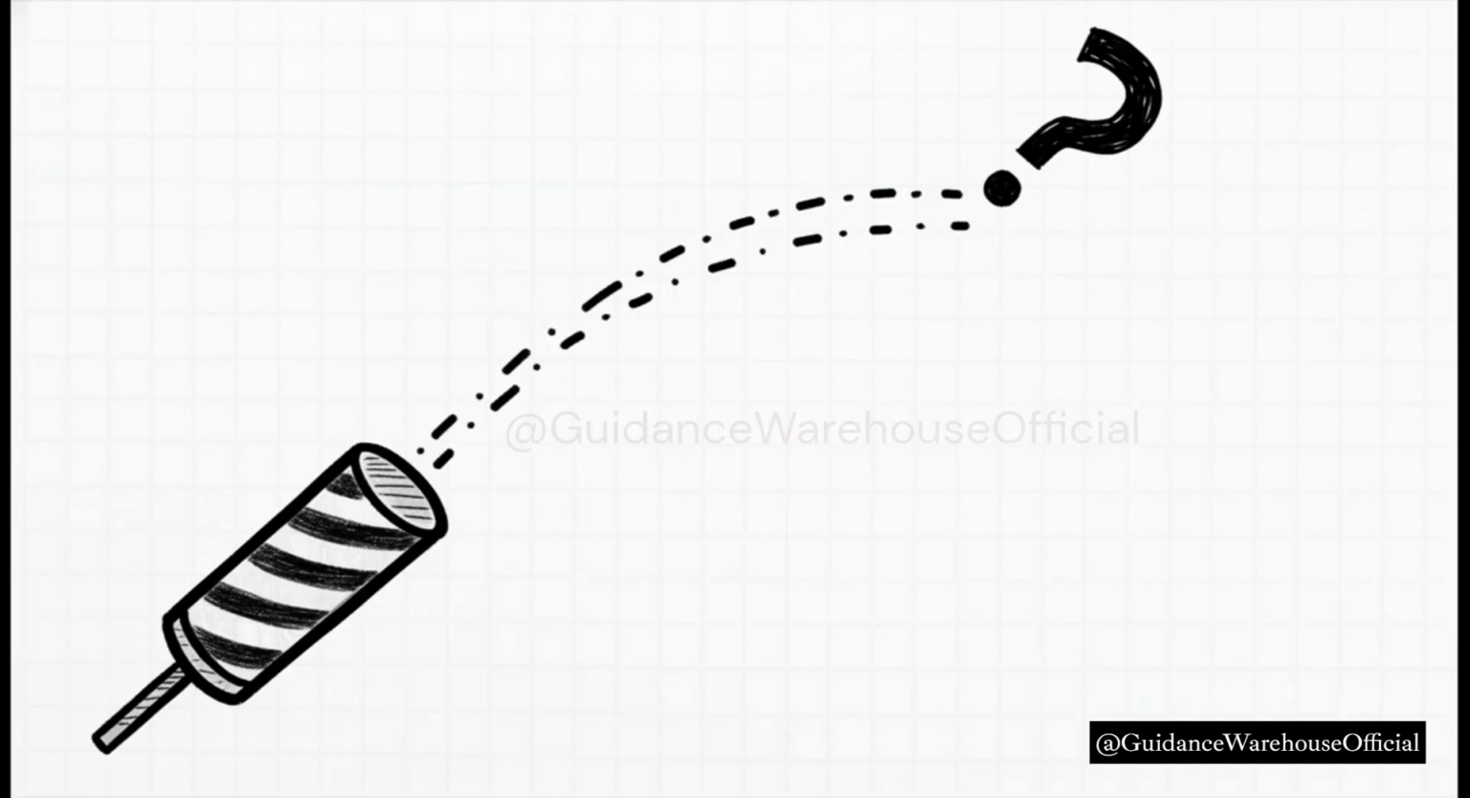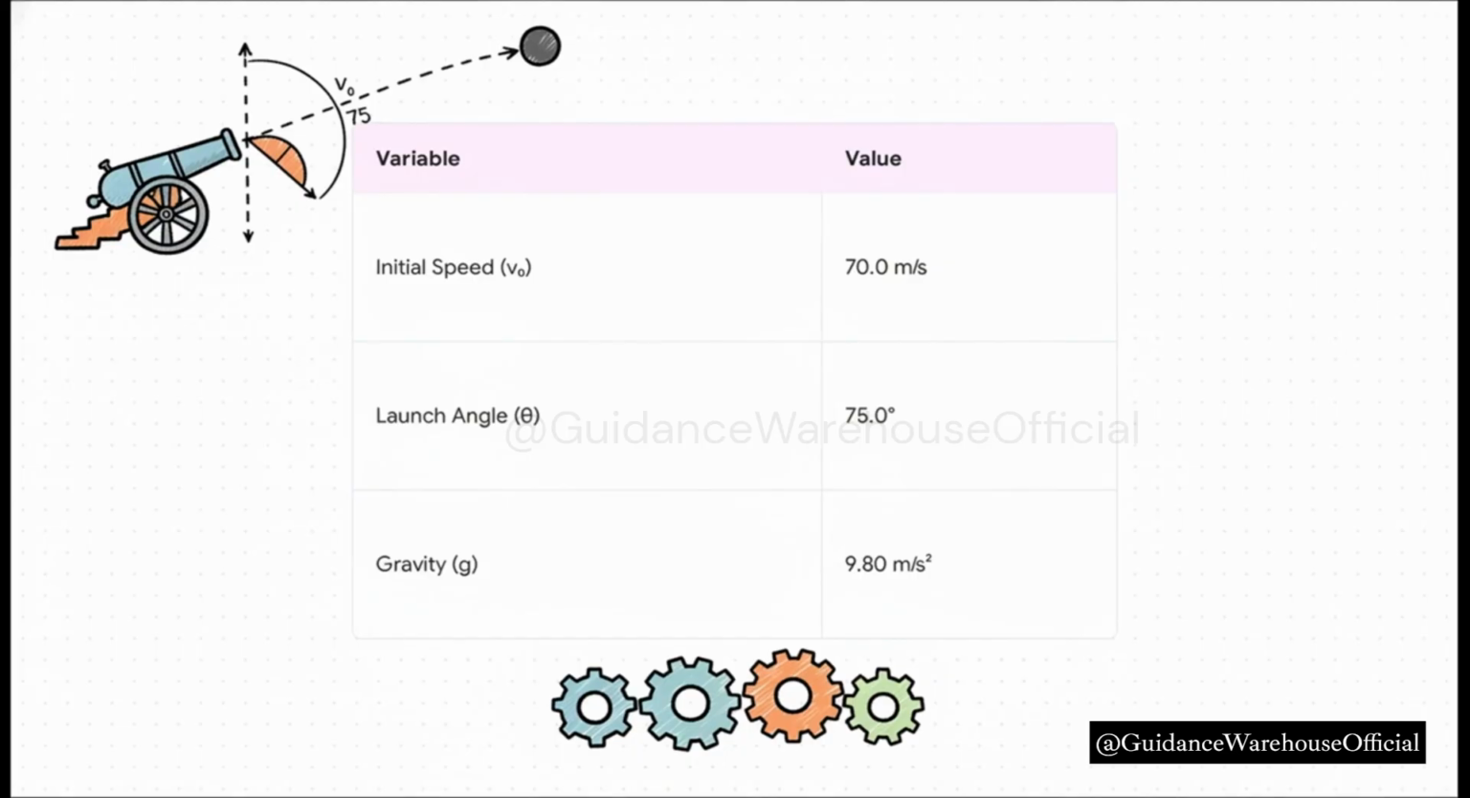Let's make this real with a great example from the OpenStax text. Let's say we're launching a fireworks shell, and what we want to know is, how high is it going to go? Okay, here's what we know. The shell shoots out with a speed of 70 meters per second at a pretty steep 75-degree angle. We've got everything we need to use our 4-step method.